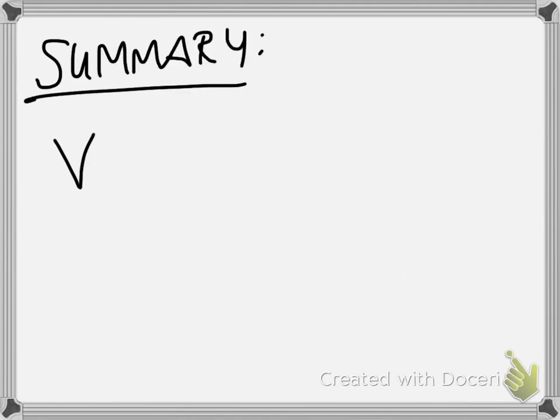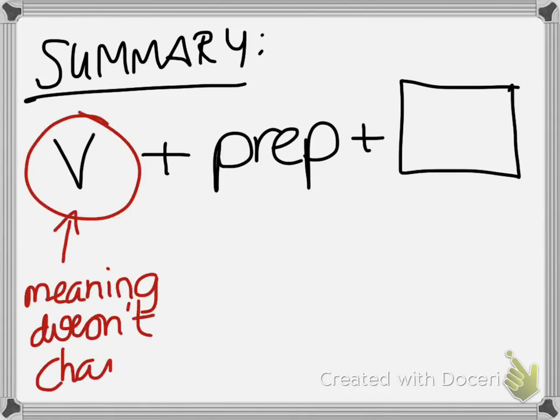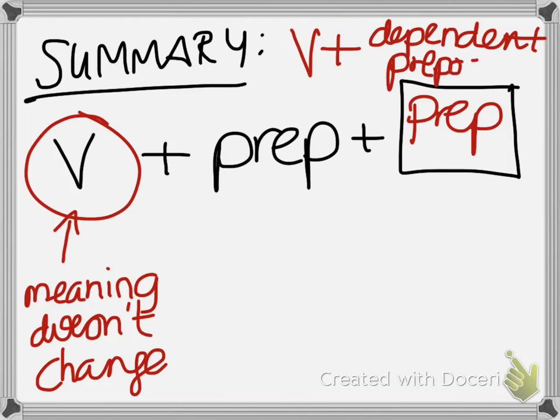Okay, so to summarize, if it's a verb plus a preposition, or if it's a verb plus an adverb, and it doesn't change the meaning of the verb, talk still means talk, for example, or go still has the idea of movement, it's a verb with a dependent preposition.